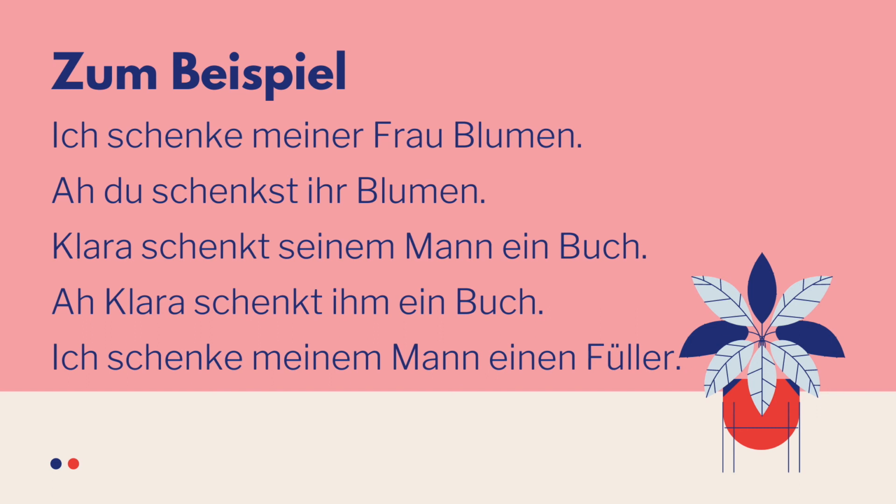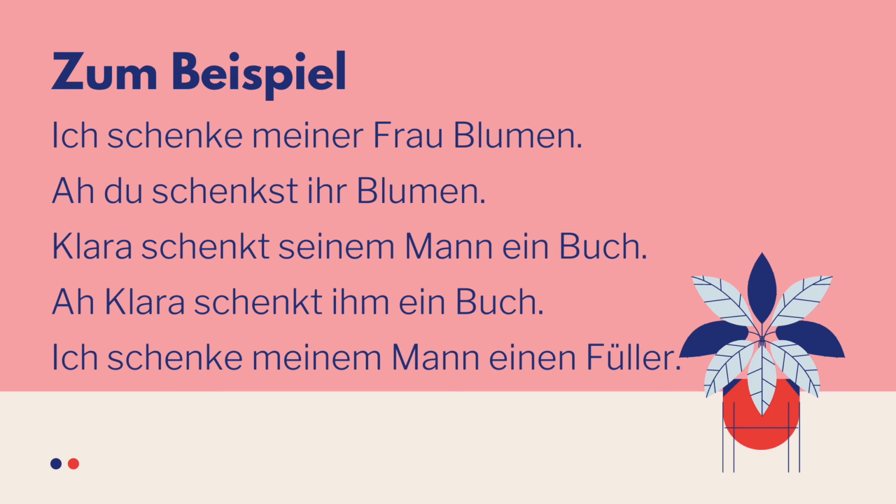For example, zum Beispiel, ich schenke meiner Frau Blumen. The first sentence is, I give flowers to my wife. Meiner Frau here is dative, and Blumen is accusative. Blumen answers the question was, means what. Was schenken? Blumen. Wem schenken? Meiner Frau. In the second sentence, du schenkst ihr Blumen. You give flowers to her.